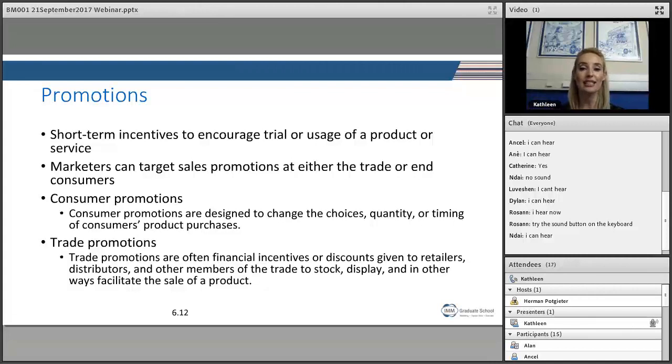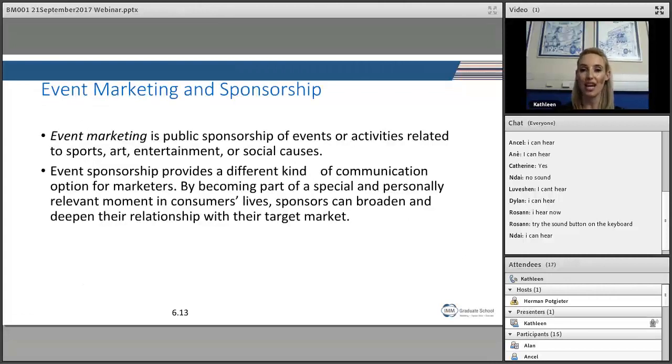Marketers can target sales promotions, as we discussed, at either the trade or consumers. Examples of consumer promotions would be things like, as we said, sales, coupons, buy two get one free specials, that type of thing. Whereas promotions aimed at the trade are more focused at incentivizing them to stock and push more of your product in their sales. And that could be things like competitions, or perhaps even giving them a certain percentage of stock for free if they reach a sales target.